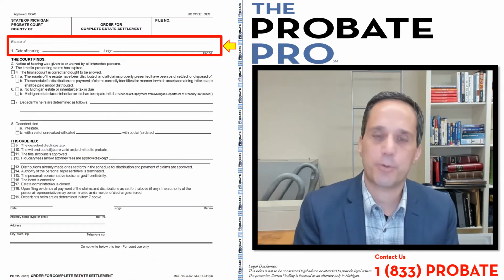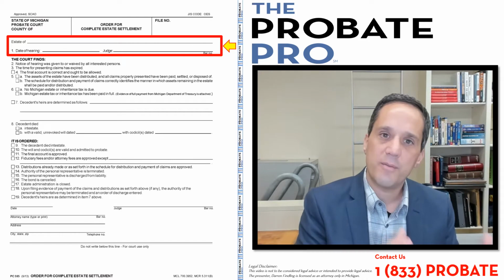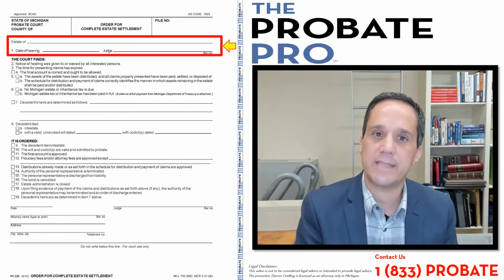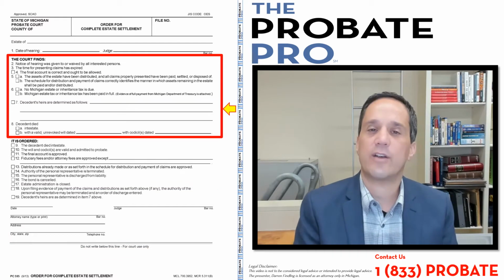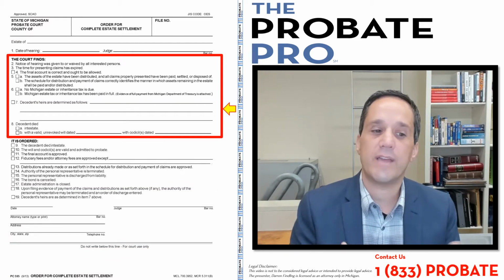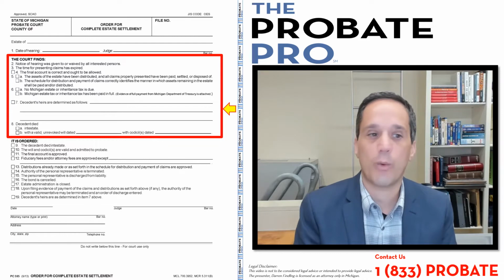At the top, it's pretty intuitive. You identify the name of the estate, of course, the date of the court hearing that would have been for the petition for complete estate settlement, and the judge that handled the matter. The next area is the area that identifies what the court found in that hearing. So for example, there's a variety of presets as well as some checkboxes. Let's work our way through them.